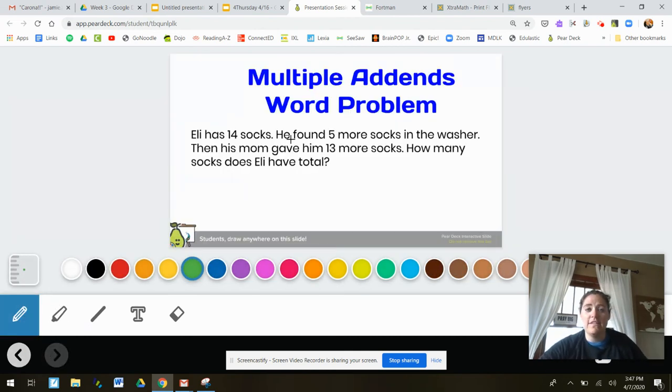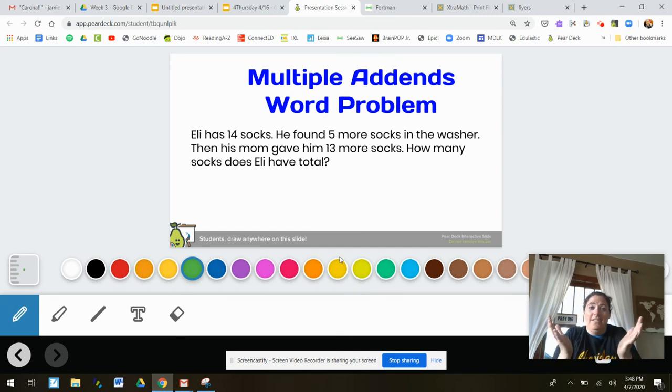And then you get to this word problem, okay? It must be laundry day in Eli's house because Eli has 14 socks. He found 5 more socks in the washer. Then his mom gave him 13 more socks. How many socks does Eli have total? So think about what strategies you are going to use to solve this. How are you going to show your work? Okay. How many socks does he have total?